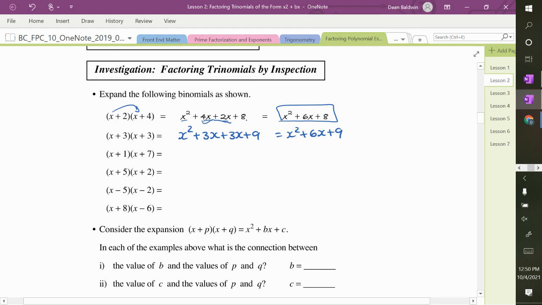Let's do the next one. X plus 1 times x plus 7. Go, please. We get that. X squared plus 8x plus 7. Has anybody seen a pattern here?